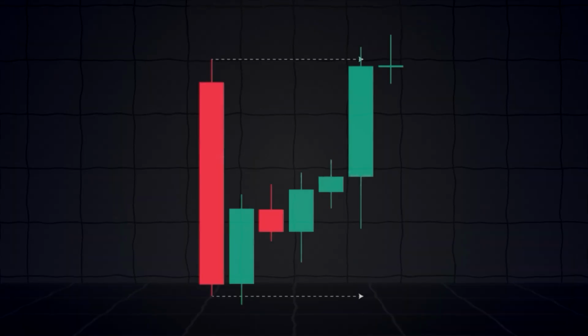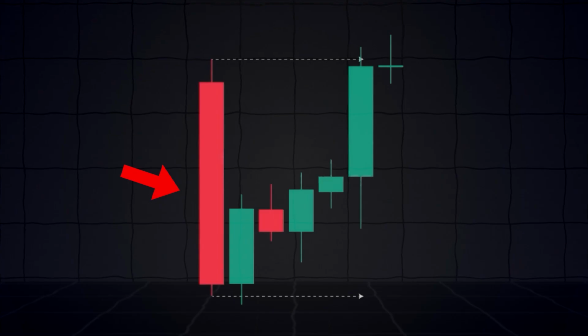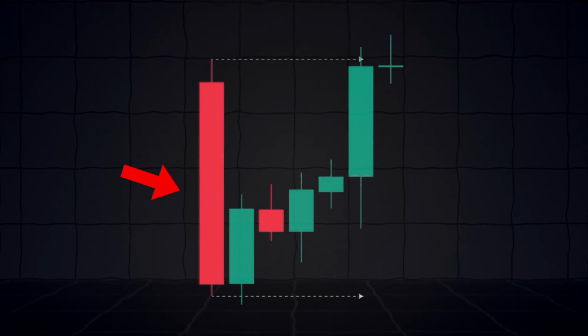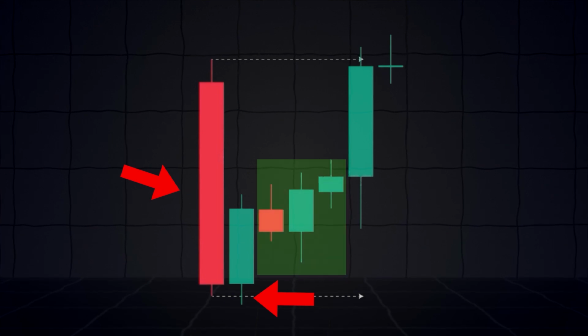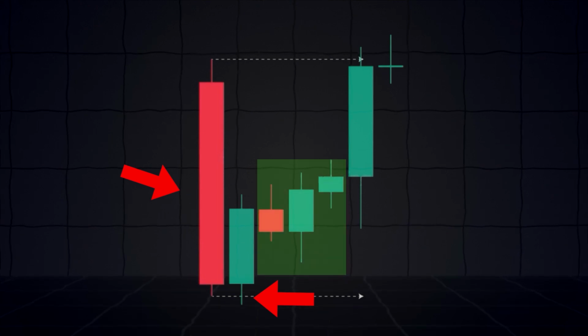In another example, we see a large candle, accumulation, followed by a false breakout, manipulation, and then multiple candles forming before full price distribution occurs.